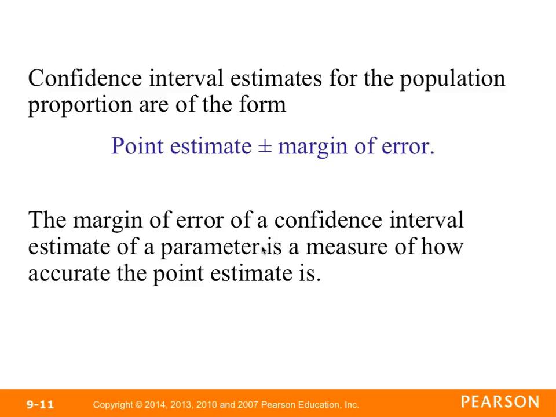So in order to actually find our confidence interval, what we do is we take our point estimate and then we add and subtract something called the margin of error. The margin of error of a confidence interval just estimates a parameter. It's basically a measure of how accurate our point estimate is. Okay, so we're going to look at how to calculate that, but you'll notice it's very similar to stuff that we have already done in this class.